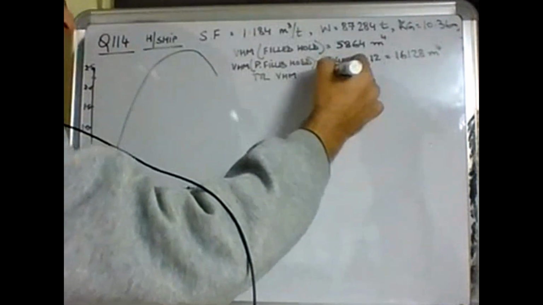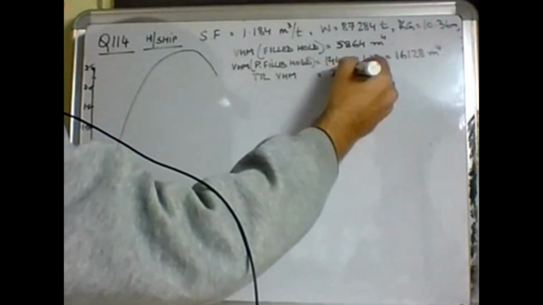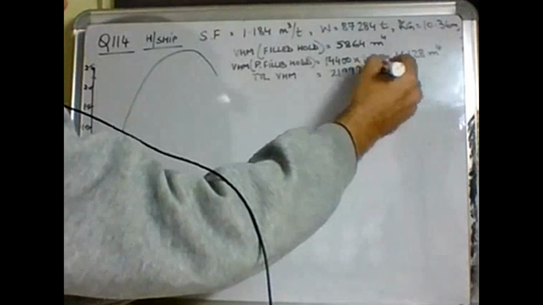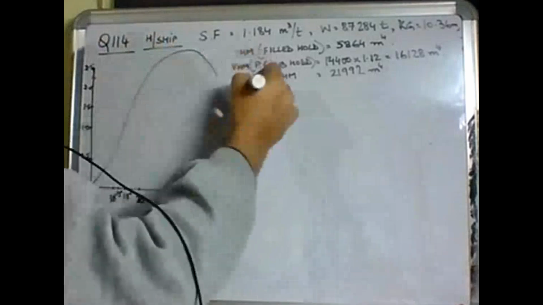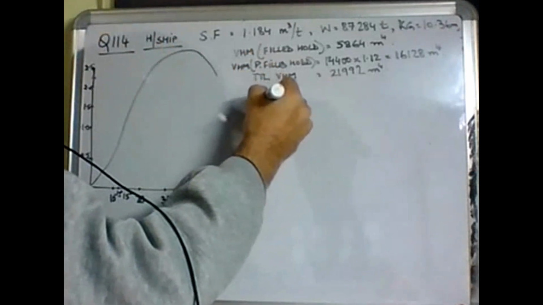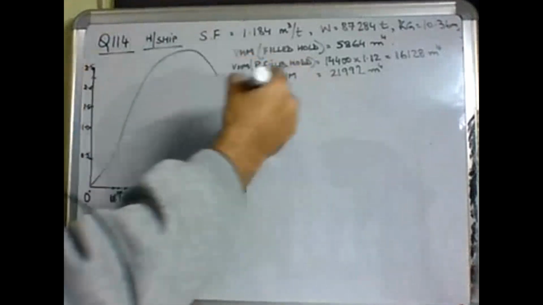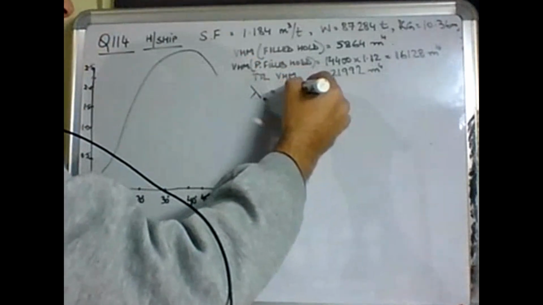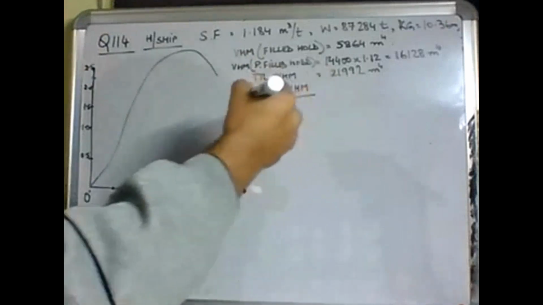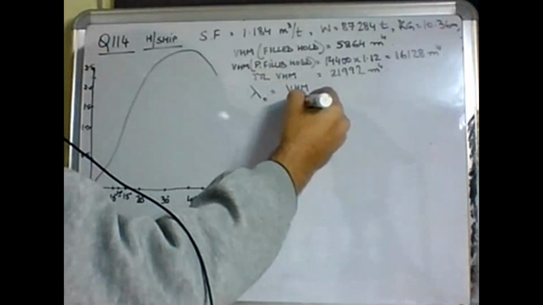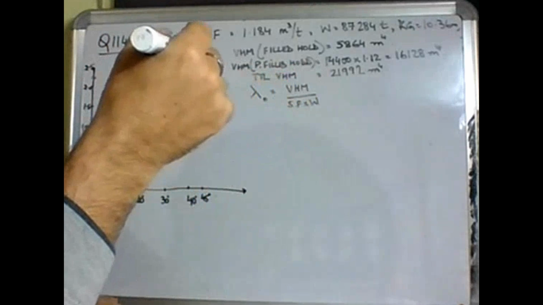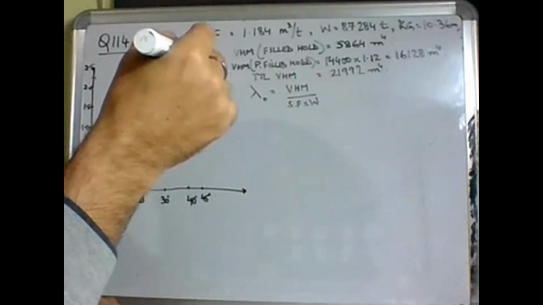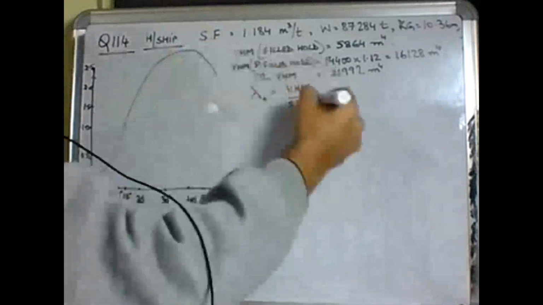21992. How much? 21992. This is the total volumetric healing moment. Now lambda zero is given by total volumetric healing moment divided by stowage factor into displacement. Lambda zero is equal to volumetric healing moment upon stowage factor into displacement.